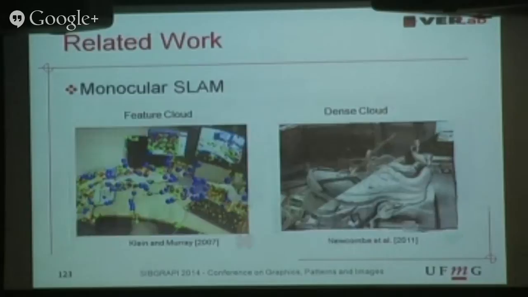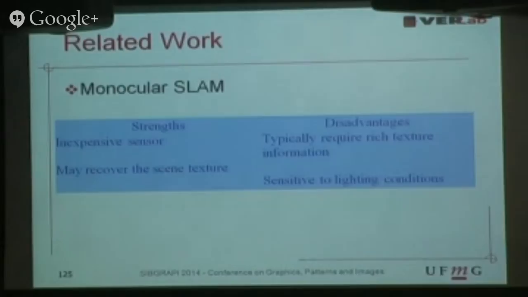Of course, monocular SLAM is well known. It's a single camera and so forth, right? The strengths of monocular SLAM are that you just use an inexpensive sensor, and you may also recover scene texture. The disadvantage is that it requires rich texture information. If you don't have texture, then you're doomed, because it uses images. And it's sensitive, of course, to lighting conditions.